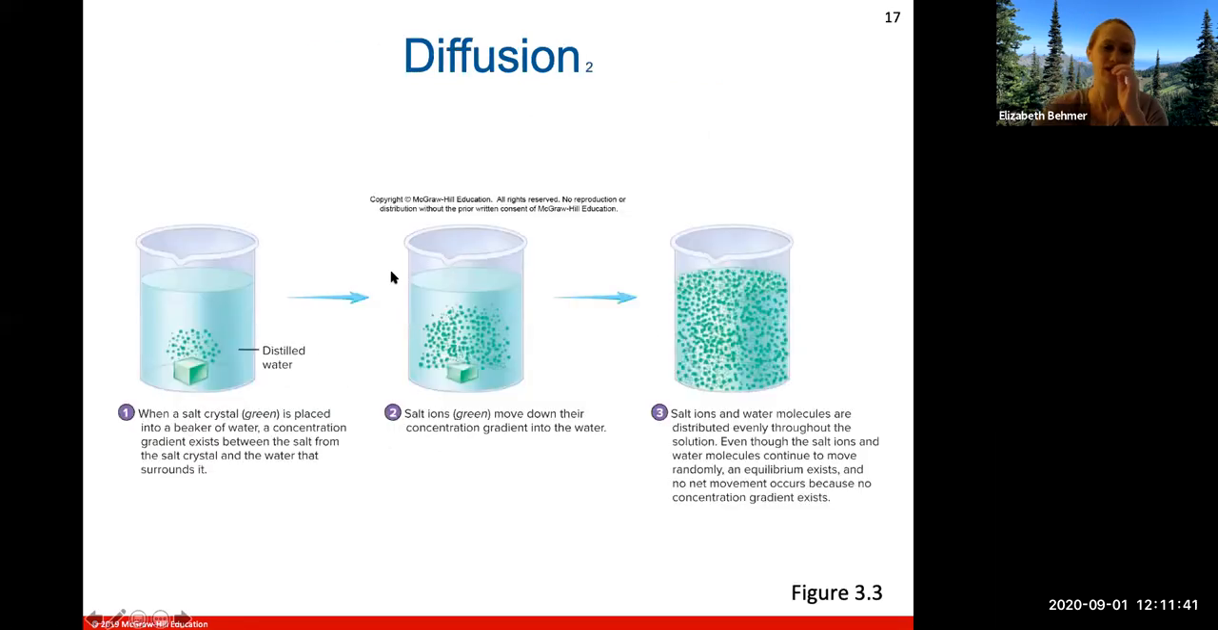Let's see if we have a picture of this. If we have a beaker of distilled water, which would be the solvent, and we drop in a salt crystal, which is green, the salt crystal is our solute, and the green salt crystal will disperse. Through diffusion, the water will mix up that salt, and the salt will be equally distributed to all aspects of that beaker container.